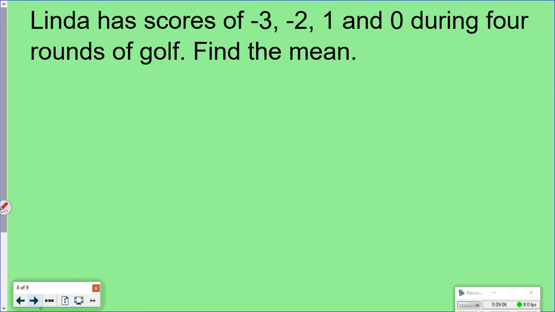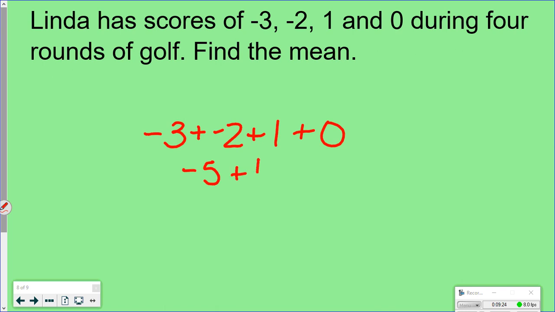Linda, here's another example of a mean problem. So if you need an example, this would be a good one to get in at. Linda has scores of negative 3, negative 2, 1, and 0 during 4 rounds of golf. Find the mean. So you're going to add all these together, including the 0. The 0 is also included. Even though it's not going to add anything to it, you still have to include it. So let's see, I have negative 5 plus 1, which would be negative 4 plus 0. Okay, negative 4 is going to be my adding all my pieces of data together.